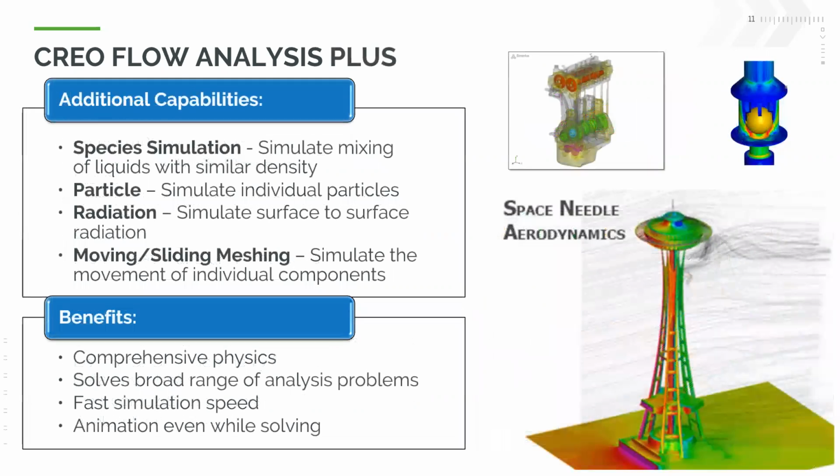Now, if you wanted to move this to the next level, you have your Flow Analysis Plus. If you want to analyze elements like individual particles, you want to look into radiation, this is something that you may want to move up to Plus for. It gives the ability to simulate movement of individual components. You can do more moving or sliding meshes as well, something that some people might actually see as very useful.